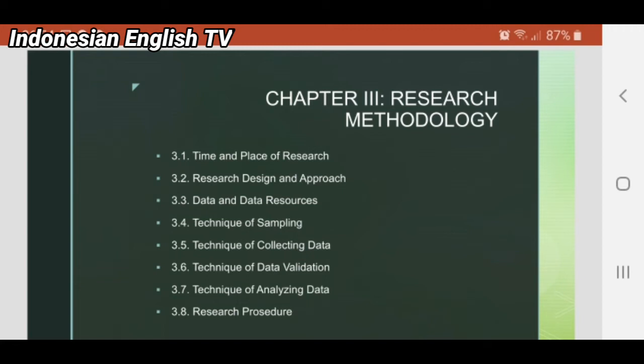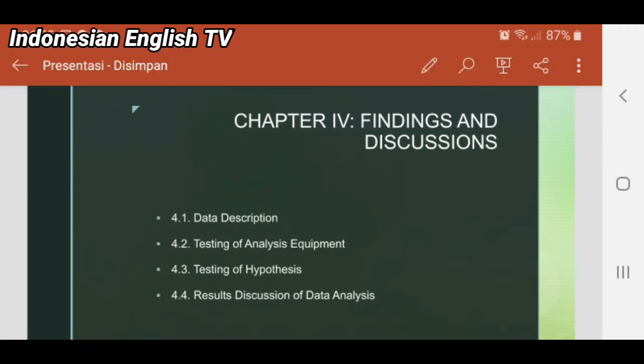And then number 8, you have to write research procedure. So you need to write the research procedures from the very beginning of your research till you got the results of your research. You need to clearly write or explain the procedure of the research in chapter 3. Okay, I hope that you can understand the chapter number 3. Okay, let's move to chapter 4.